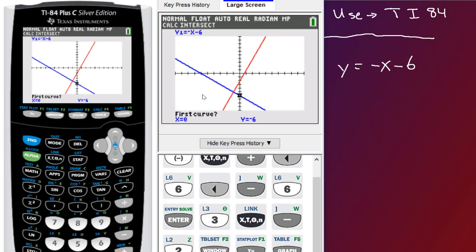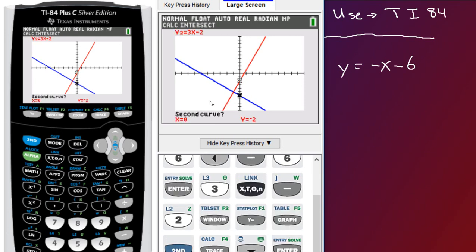Now you have to pay attention to what the calculator is asking you. It's asking me this question, first curve, and we see this blinking cursor. Now if you're on a black and white calculator, it may be hard to see, but it's right there. And generally if you just have two graphs, you can answer these questions by just pressing enter. So I'll press enter, and it's asking second curve, and I verify, yep, it's on my second curve. Now I know it's not a curve, it's a line, but that's okay.